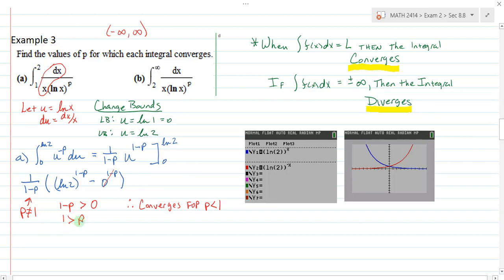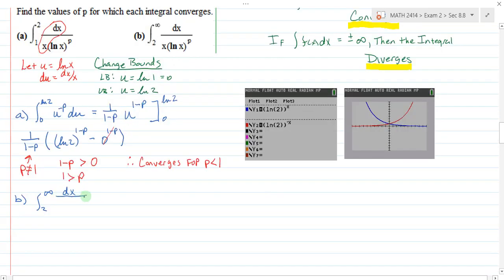Another way of saying that 1 is greater than p is saying that p is less than 1. So if the bounds on this integral are between 1 and 2, this will converge as long as the power of p is less than 1. This is going to be the integral from 2 to infinity of dx over x times the natural log of x raised to a power of p.